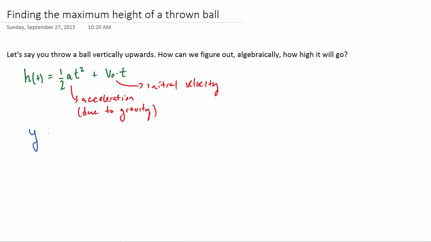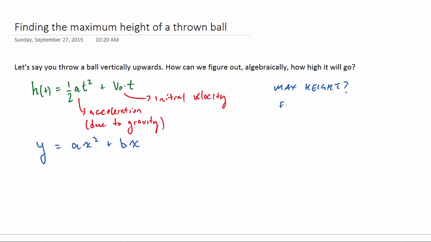You can see how similar this is to our typical y equals ax squared plus bx. There's no c value because it's basically 0. We're starting on the ground. So if we want to figure out what the maximum height is algebraically, we need to find the vertex of this function by completing the square.